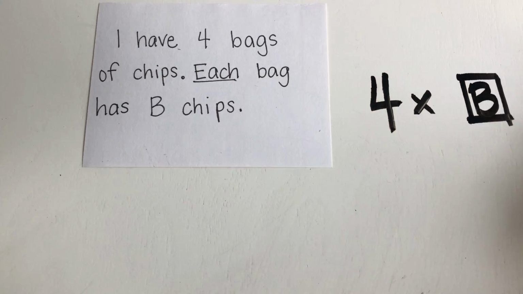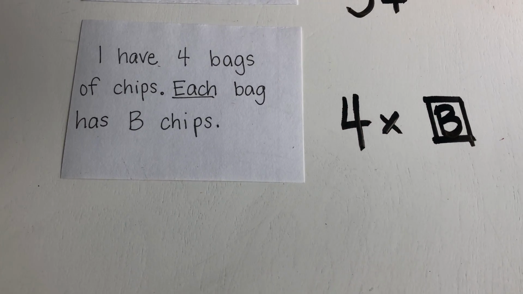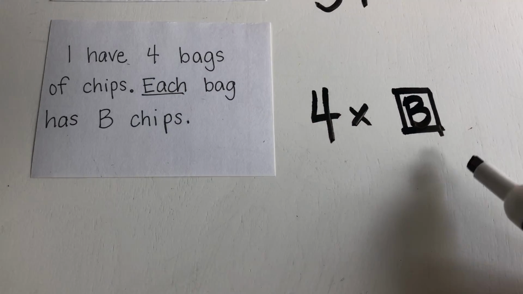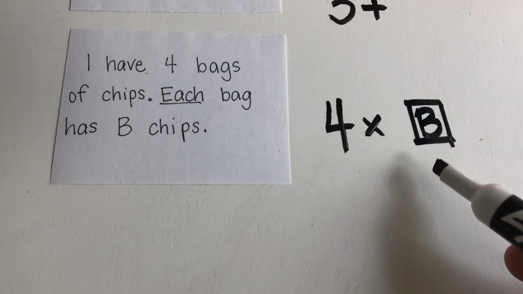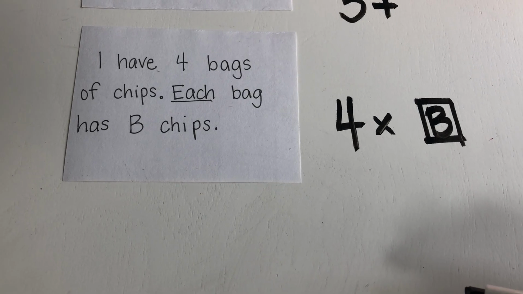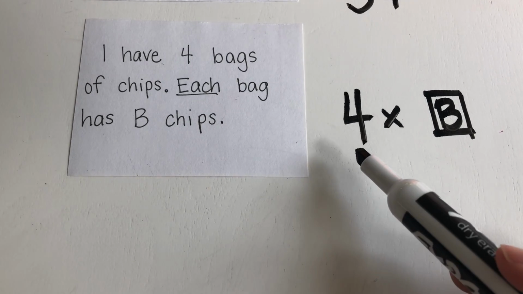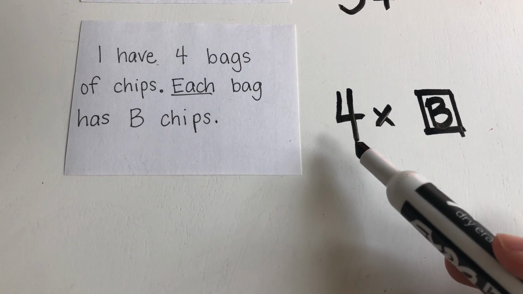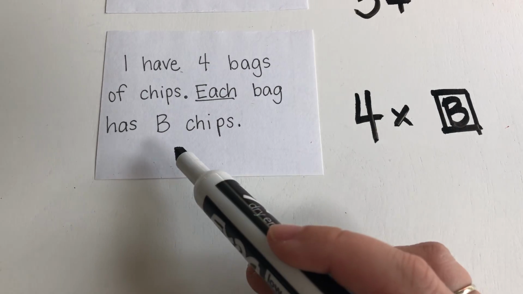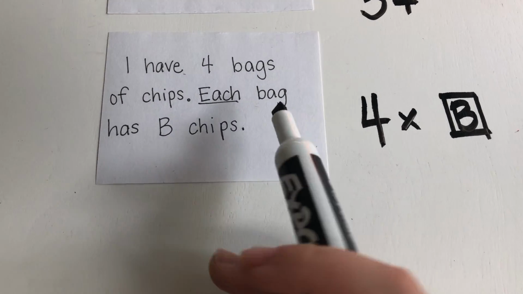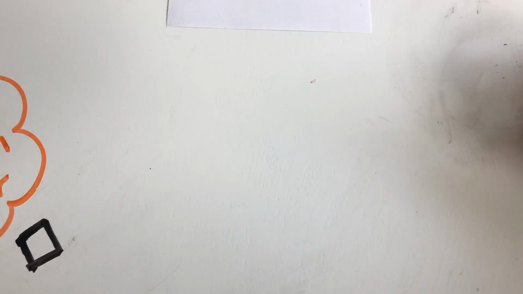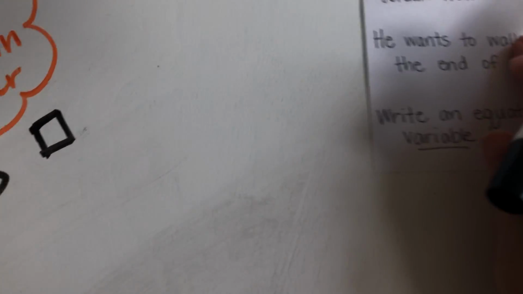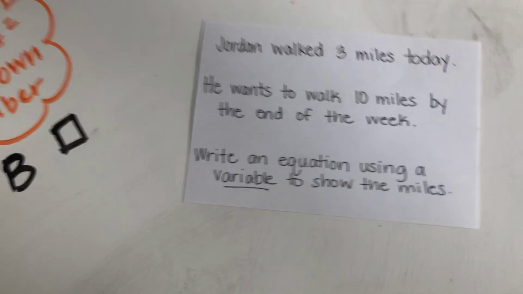In this case, it's B, 4 times B. We call this an expression because it does not have an equal sign. I don't have an amount at the end, and I don't really need to figure out what B represents. All I need to be able to do is say 4 times B is the mathematical way for writing this situation. So what if I do have an equal sign? We call that a different thing. That's called an equation. So let's look at an example.